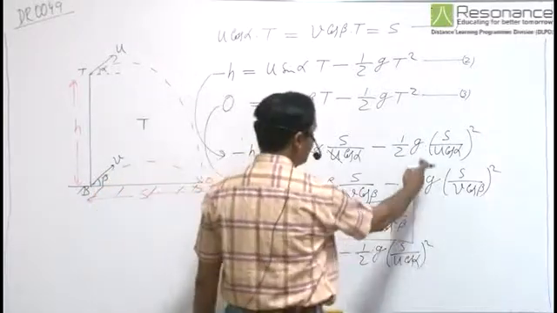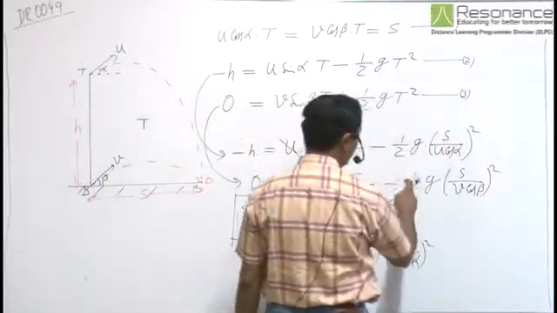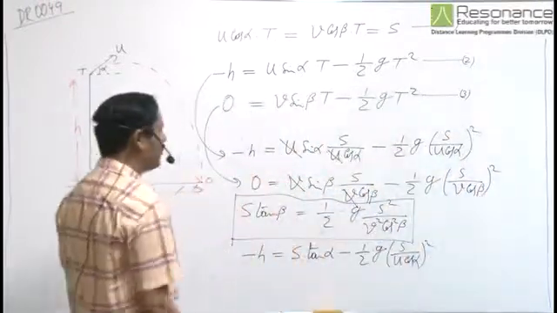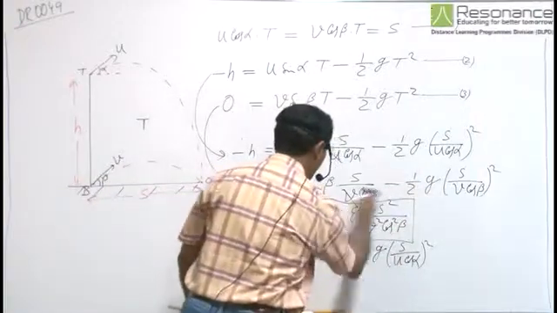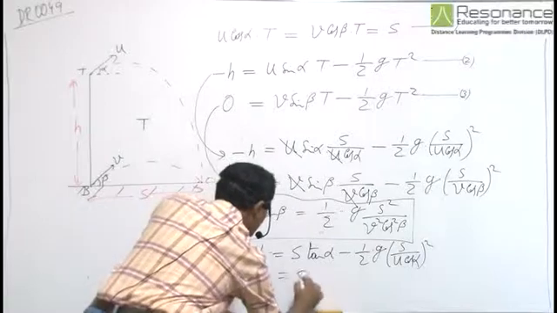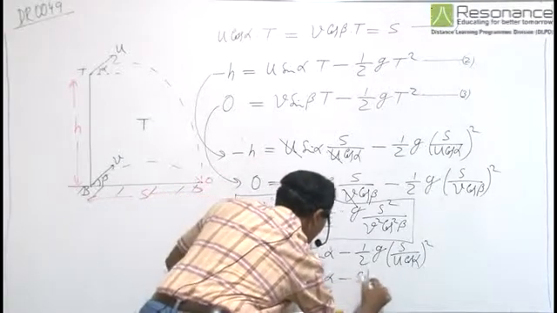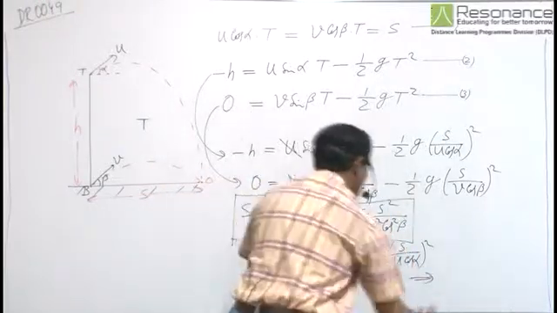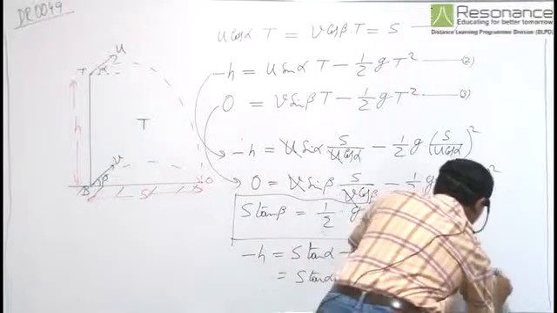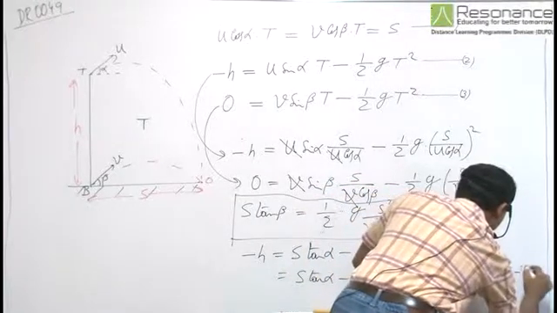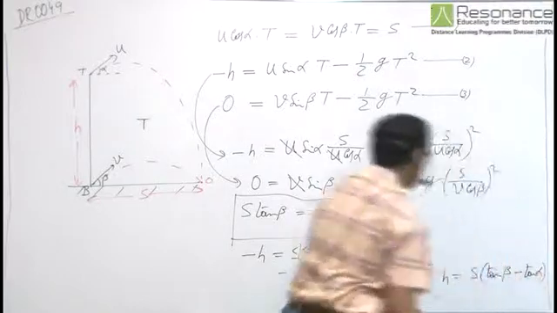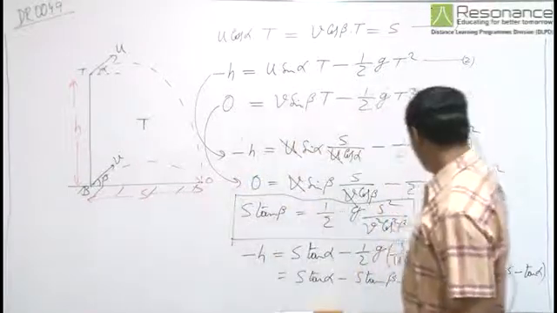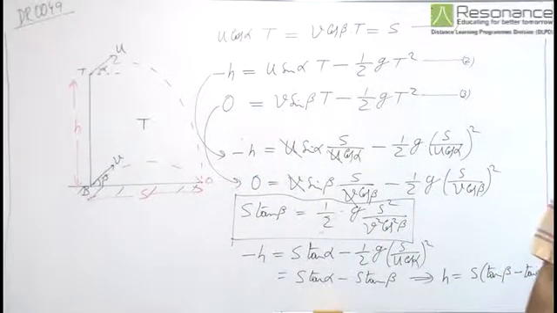Now half g s by u cos alpha whole square and half g s by v cos beta whole square, these two quantities are the same. So we can put this value here, and it is s tan alpha minus s tan beta, or we can write h is equal to s into tan beta minus tan alpha. So this is the height of the cliff, that is equal to s into tan beta minus tan alpha.